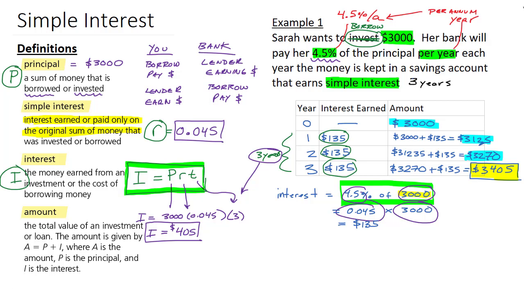Now, the amount you end up with at the end, they like to use A for amount. The amount is the total value of the investment. So how much money do you have at the end of this investment? How much do you get back from the bank? After 3 years, how much do you get back? That is this number right here. That's what we call the amount in finance. If you borrowed money from the bank, you owe them $3,405. If you lent money to the bank because you deposited to invest, you get back $3,405.